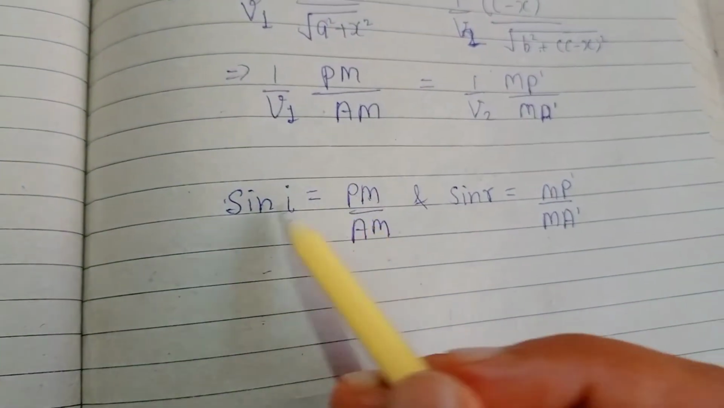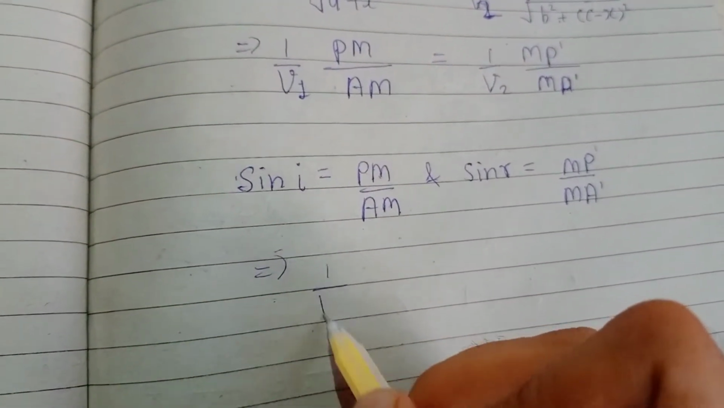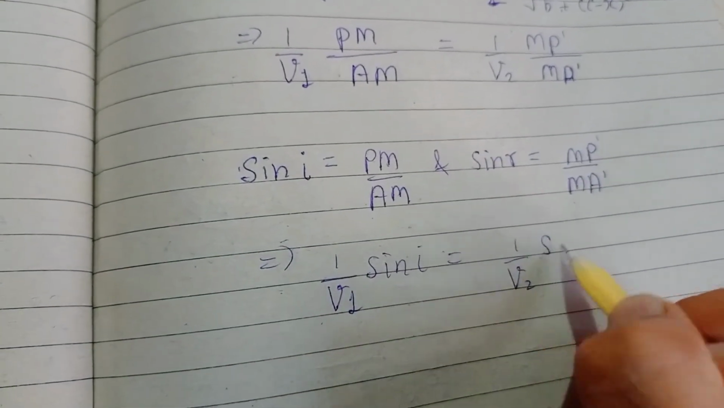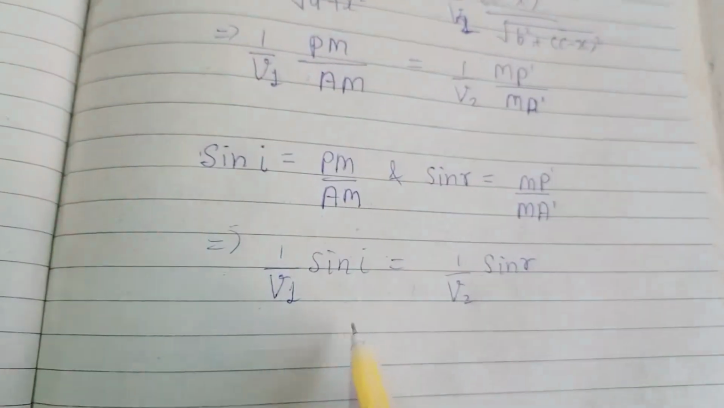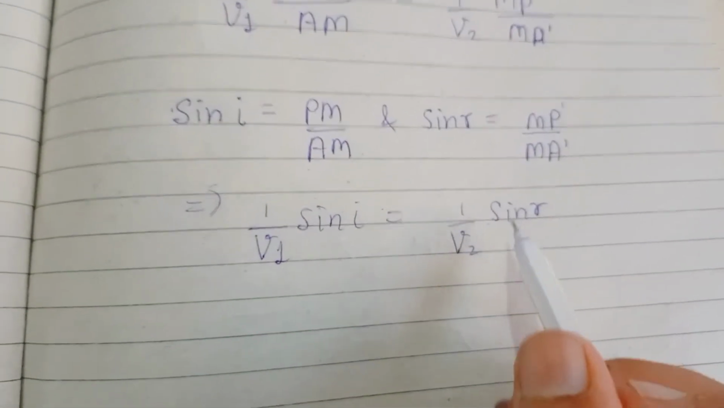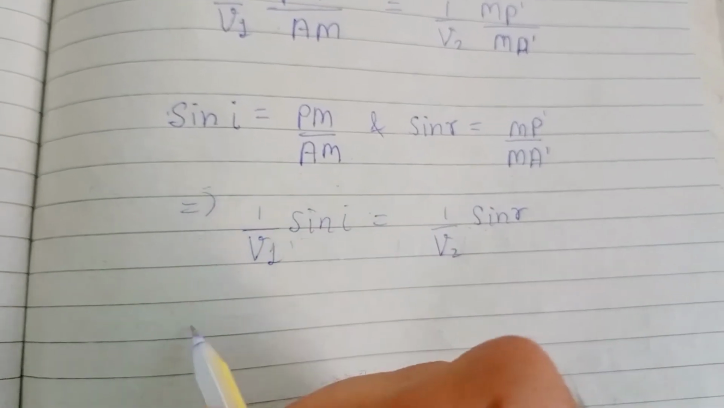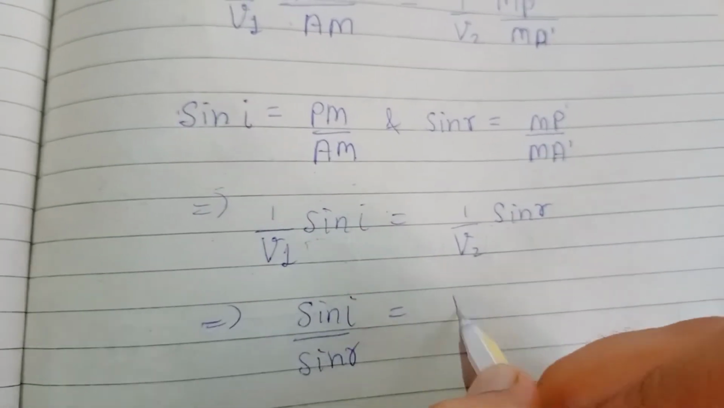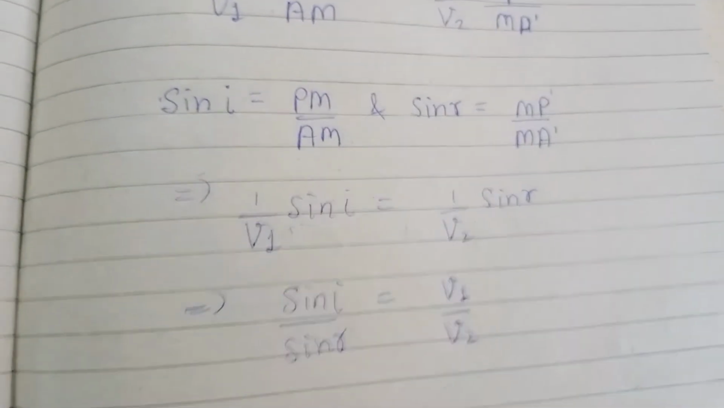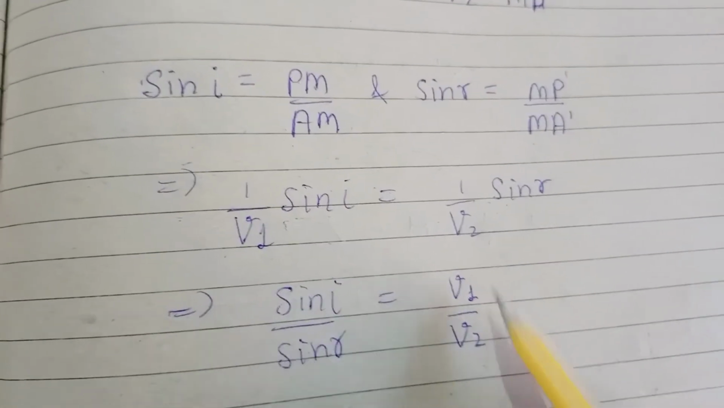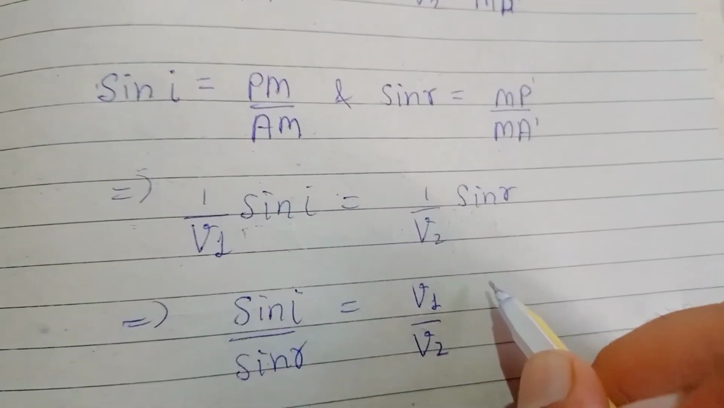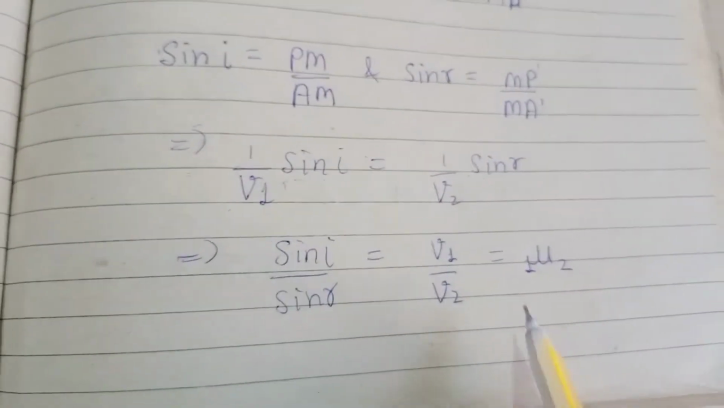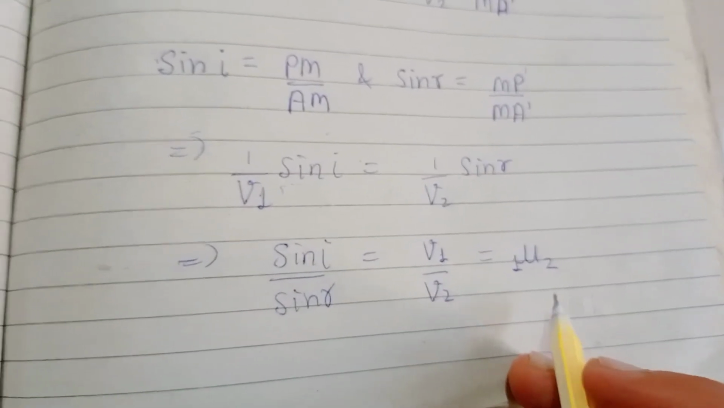Pm upon Am is the value of sin I. So you can put it like 1 upon V1 sin I is equal to 1 upon V2 sin R. You can write this equation like this. And now we will carry this term here and this term here. So the equation seems like sin I upon sin R is equal to V1 upon V2. And we know that the ratio of velocities of light will be equal to the refractive index. So we can write it like 1 mu 2, which is the refractive index of second medium with respect to first medium.